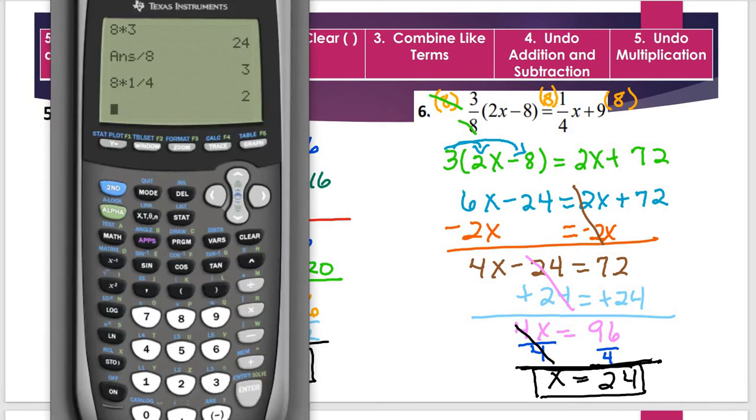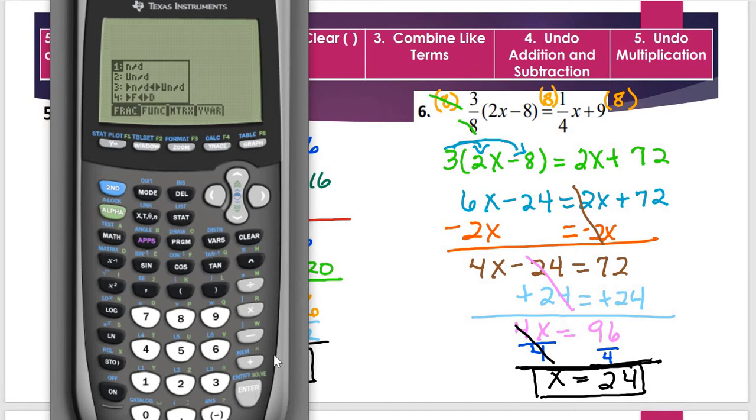And like before, I can quickly go through this and check to see if this is correct. So I'm going to go to 3, alpha y equals, and I'm going to put 3 over 8, and then I'm going to put in 2. And my answer is 24. So I'll put that in parentheses, minus 8, parentheses, and that's all on one side.